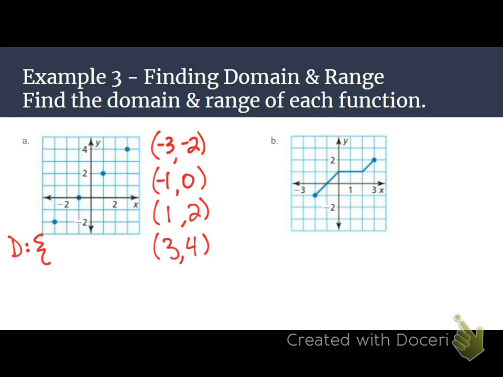What's nice about how we set this up is we went from least to greatest. So what is my smallest or least x value? -3, comma, the next one. -1, comma, the next one. Comma, the next one. 3. So because we just had points, we can list our domain just as numbers. Questions about the domain?